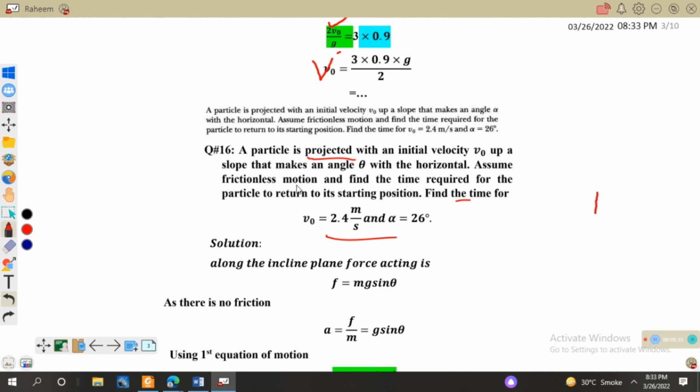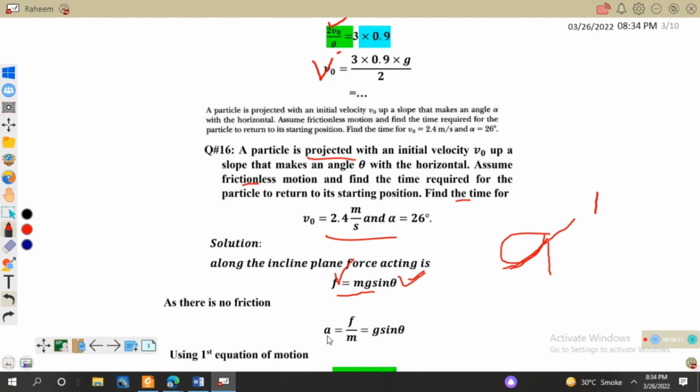So first, if we are projecting the ball along the inclined plane, then we should have an idea of what amount of frictional force acts on this. A particle is projected with initial velocity up a slope that makes an angle theta with the horizontal. Assume frictionless motion. It means there is no friction. If there is no friction, then the one component of the force, the gravitational force, the mg sine component, always acts along the inclined plane, mg sine theta.